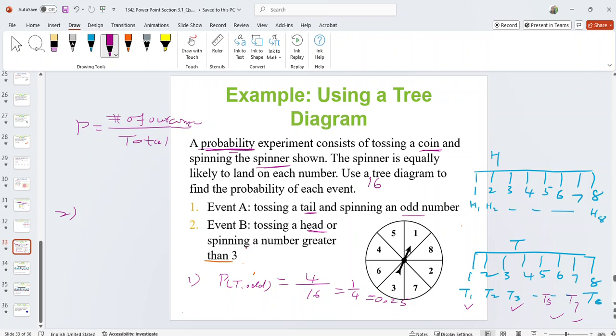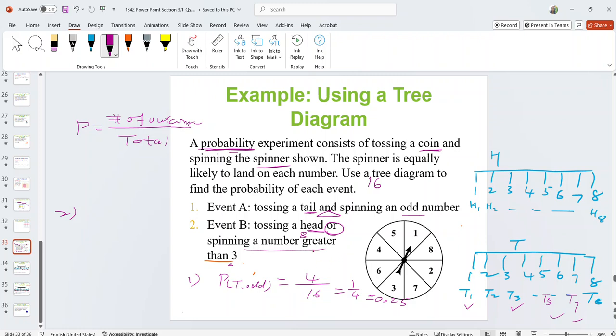Okay, so this one is getting a little bit tricky. All right, this one is an and, this one is an or. Okay, so now we will look at the or. What does or mean? Tossing this one a head. How many head do we have in here? We already have a head 1, head 2, all the way to head 8. So that's 8 outcome with a head, right? Or spinning a number greater than 3. Okay, so that means if I have a number greater than 3, it also counts.